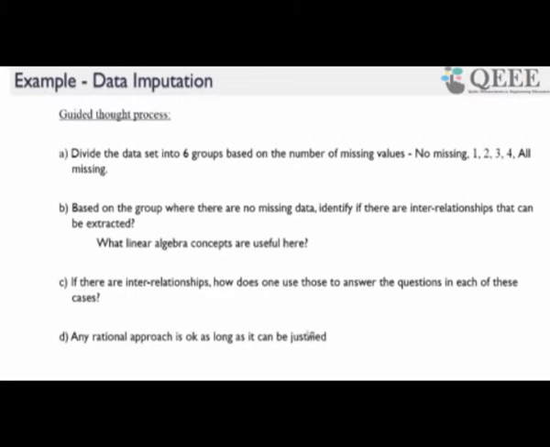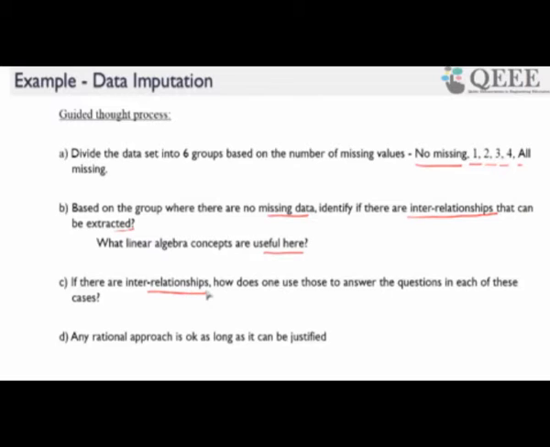Divide the data set into 6 groups, that is no missing, 1 missing, 2, 3, 4 and all missing. Based on the group where there is no missing data, identify if there are any interrelations that can be extracted. If so, what are the linear algebra concepts that are useful in doing this problem?